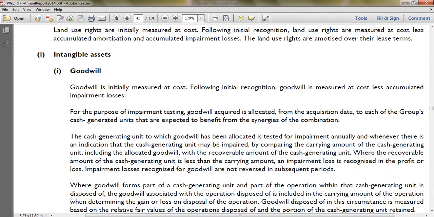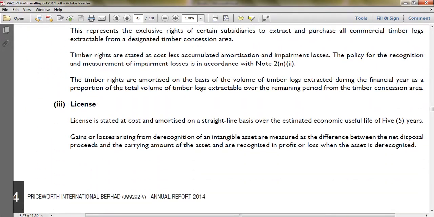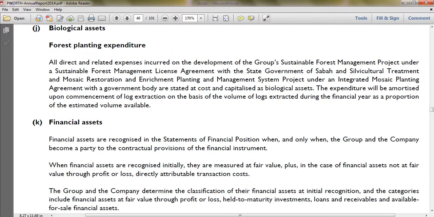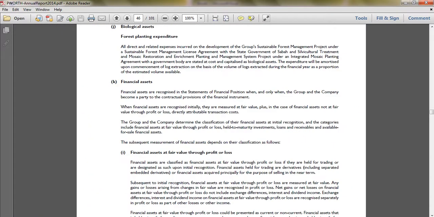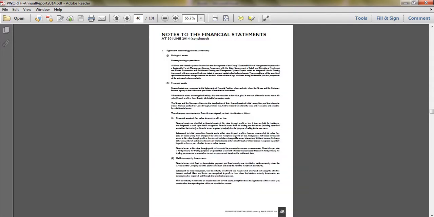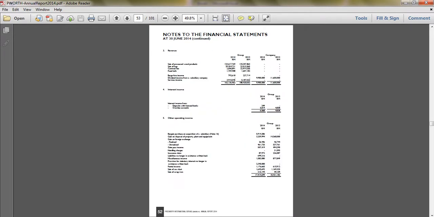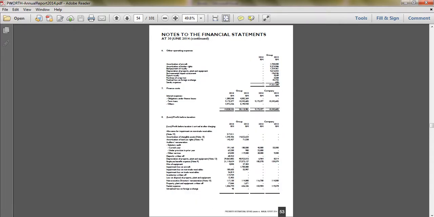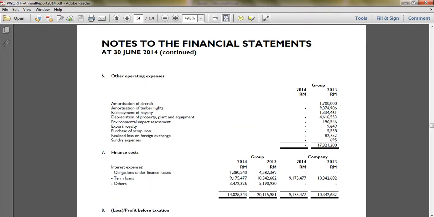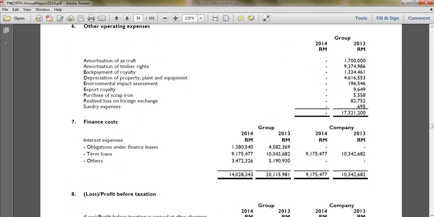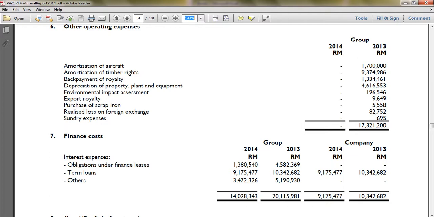Note 2, definitely long over here. So maybe I minimize it to have a better score and faster. Note 2, Note 3. So Note 3 there's a breakdown over here, much detail. So Note 7 is here. Finance cost, 170, right?